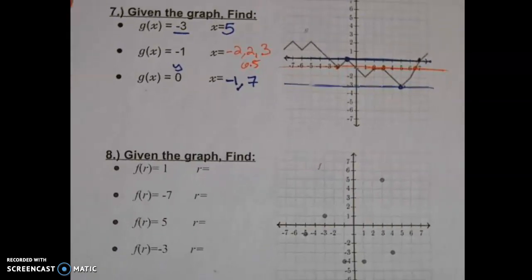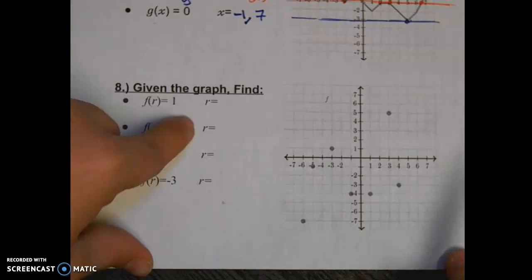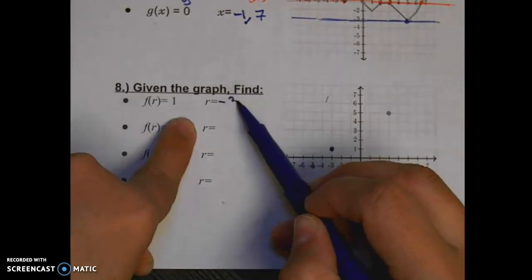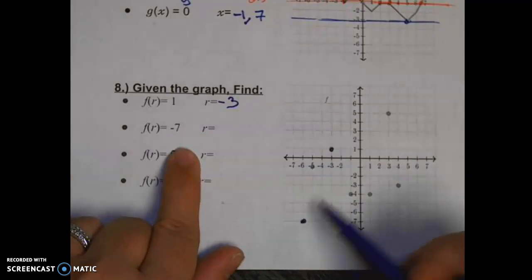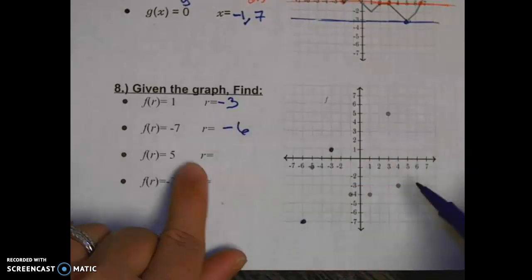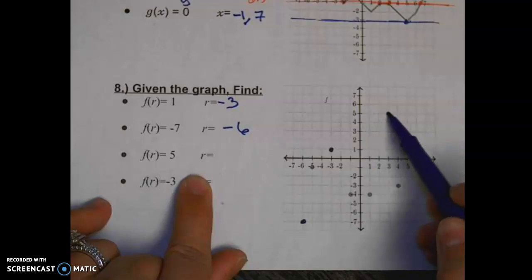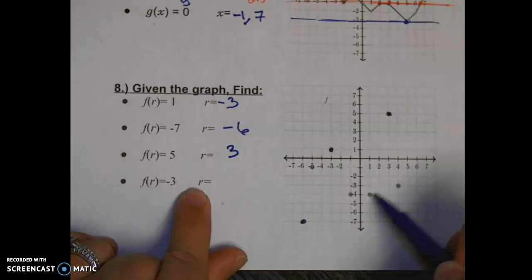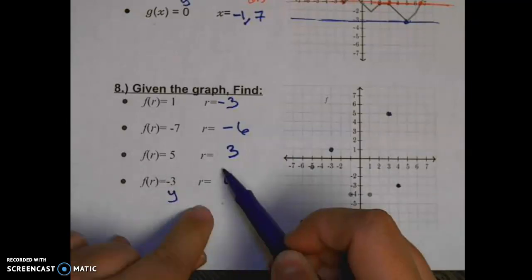Moving on to the bottom one here, I actually want you to pause this video and find what these are. Now that you've paused it, at 1, you should have gotten negative 3. At negative 7, you should have gotten a negative 6 for your x. At 5, you should have gotten a 3. And at negative 3, you should have gotten a 4. Remember, these are y's and these are my x's.